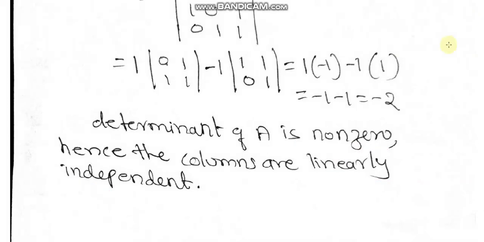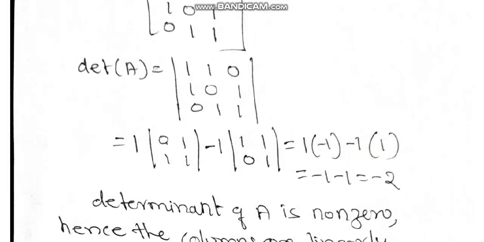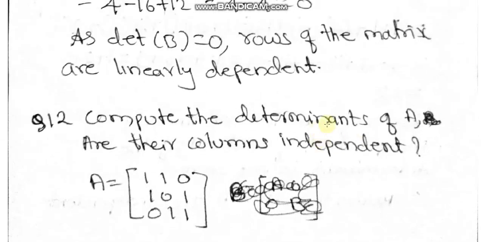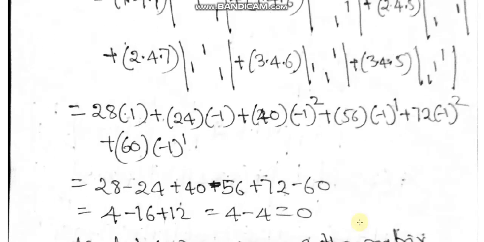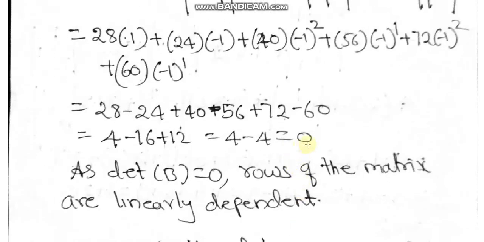So here both problems are asking you to find the linearity by finding the determinants of the matrix. So find the determinant of the matrix and then decide whether they are linearly dependent or independent. In the example here you can see the determinant becomes zero. So automatically the rows are linearly dependent.